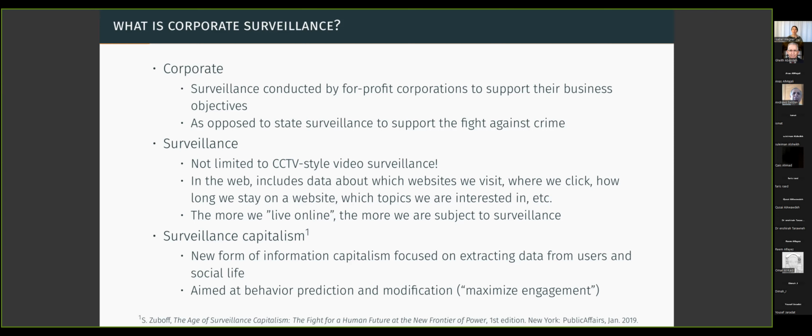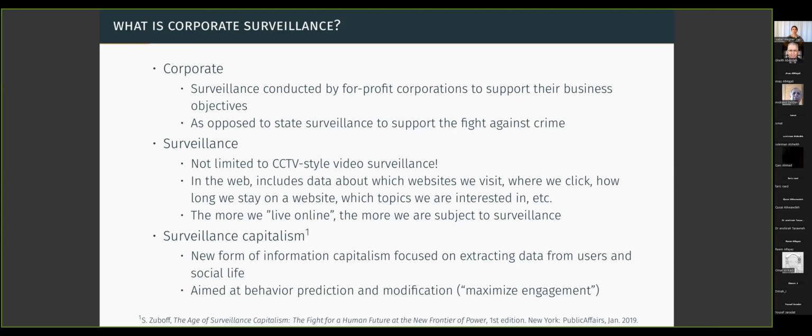And the more we do online, of course, the more we are subject to this kind of surveillance. Just think about extending from the web to mobile applications. Then you have a device that you carry around, so you get location data in addition. So this can be very pervasive.